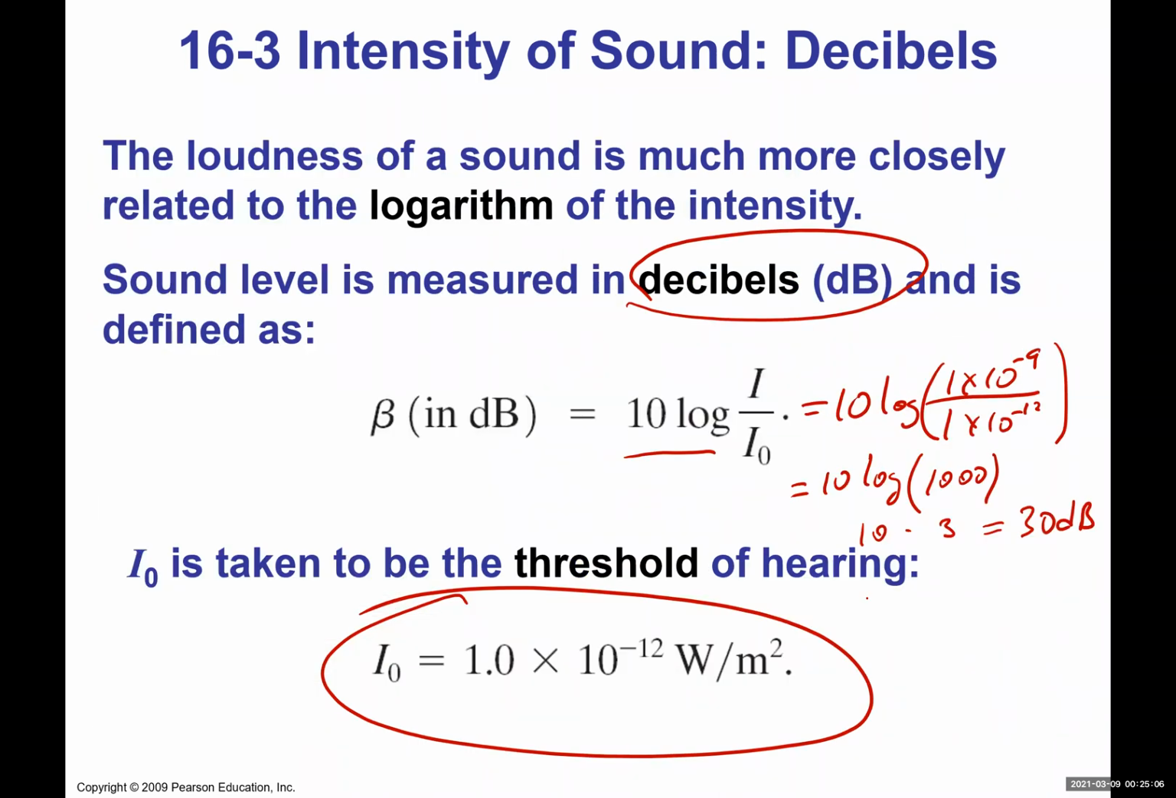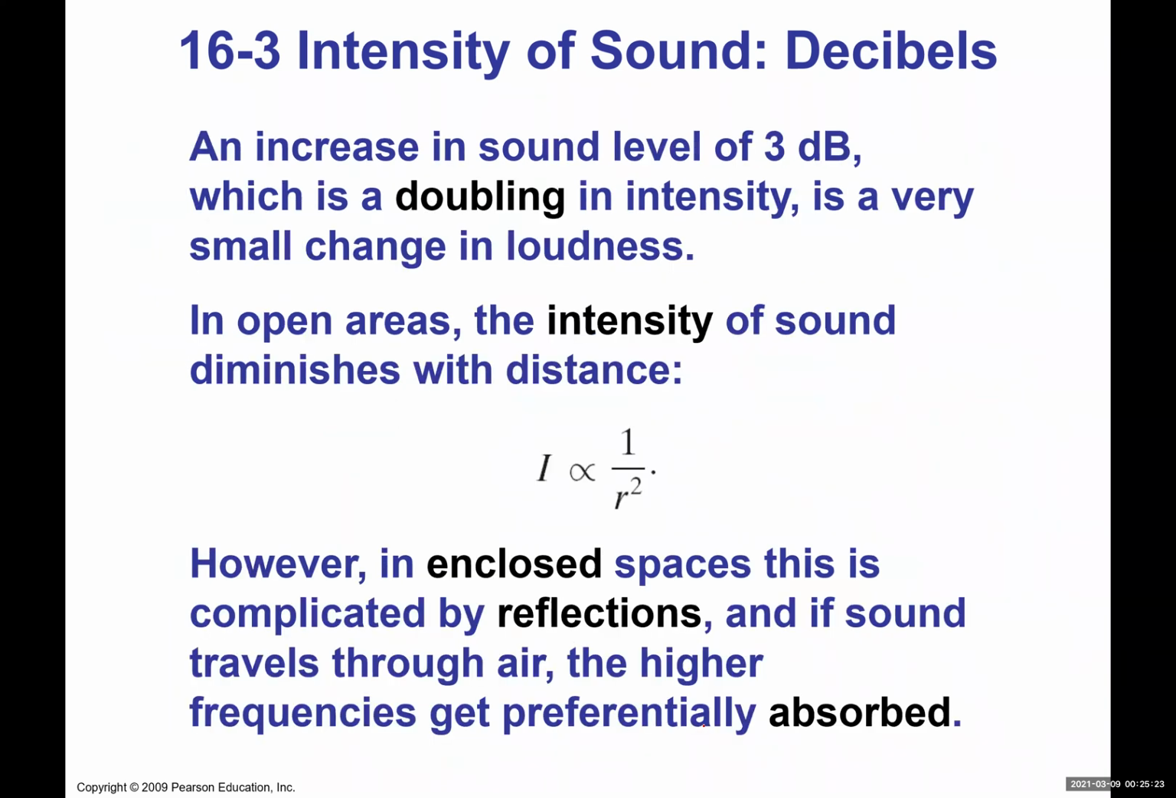All right, so it's a relatively straightforward conversion. You can even go back and forth. If I give you dB, you should then be able to go back and solve for the intensity. One thing we also have here is that increasing the sound level by 3 dB, which is doubling the intensity, is a very small change in loudness. It's small enough that we're not even going to be able to tell the difference.